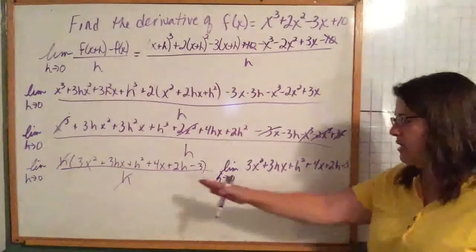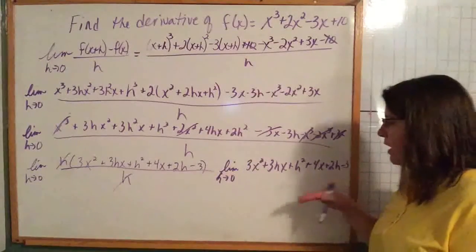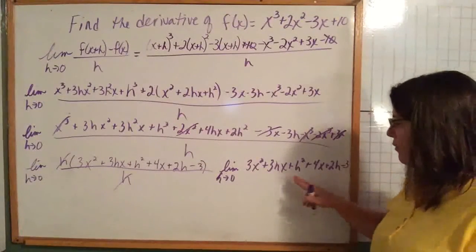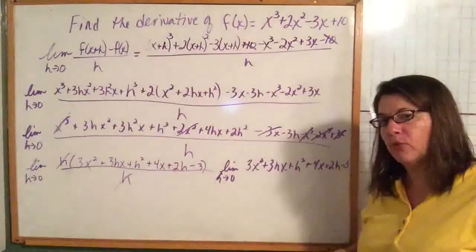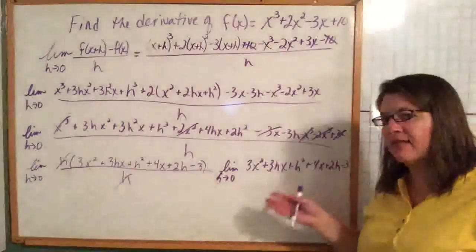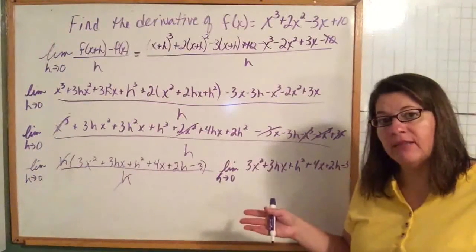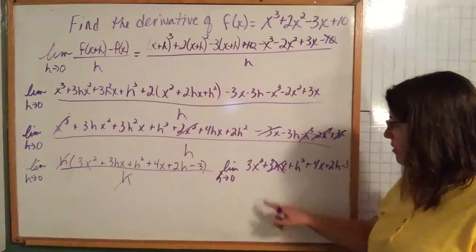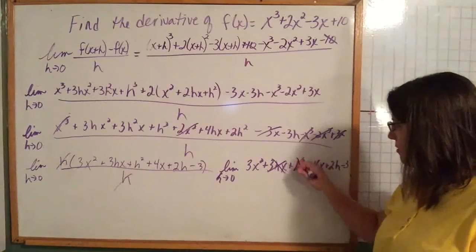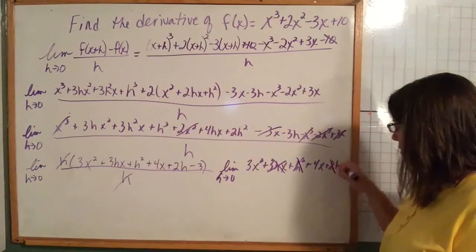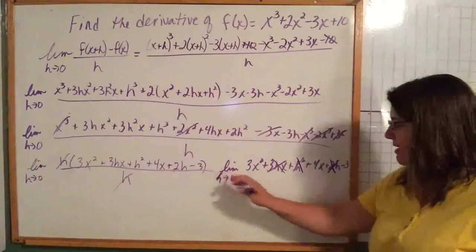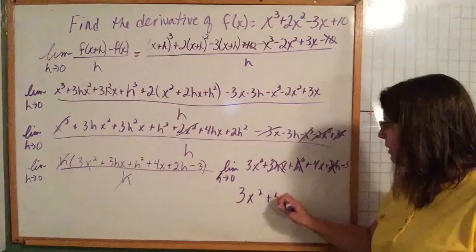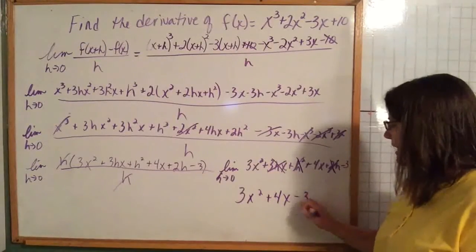And since the h is gone and we will not have division by 0 anymore, we can plug 0 in for h. We can do direct substitution at this point. So any term that still has an h in it is going to cancel out and be 0, right? So if I plug 0 in here, this term cancels. That stays. This one cancels. That stays. This one cancels. That stays. So the limit as h approaches 0 is 3x squared plus 4x minus 3.